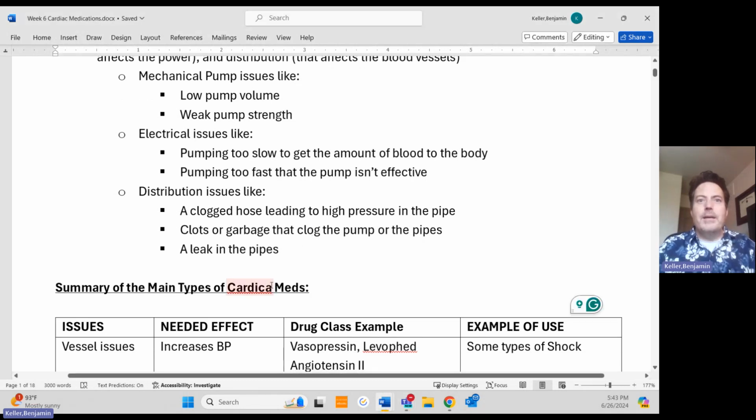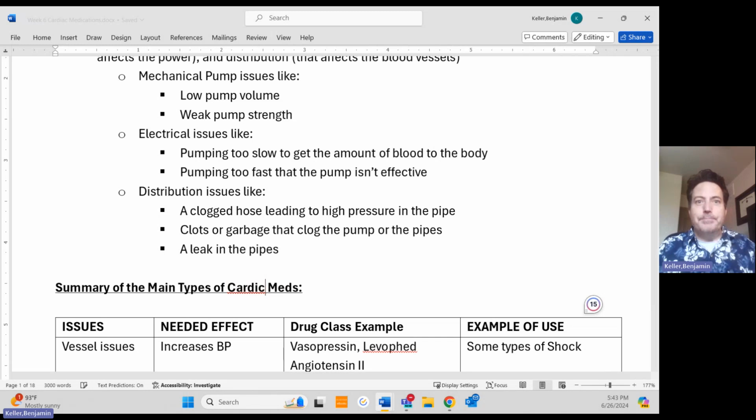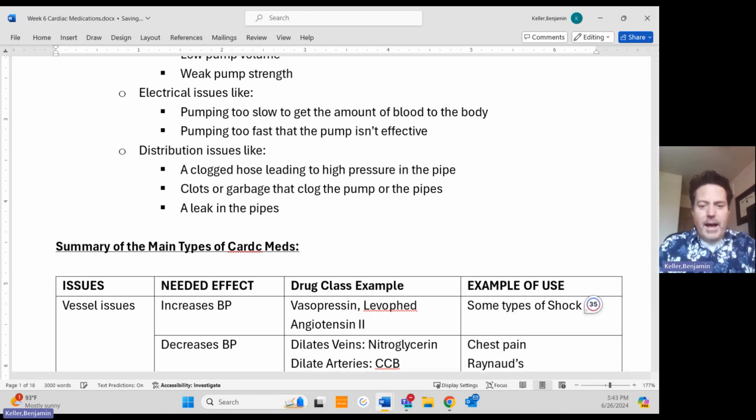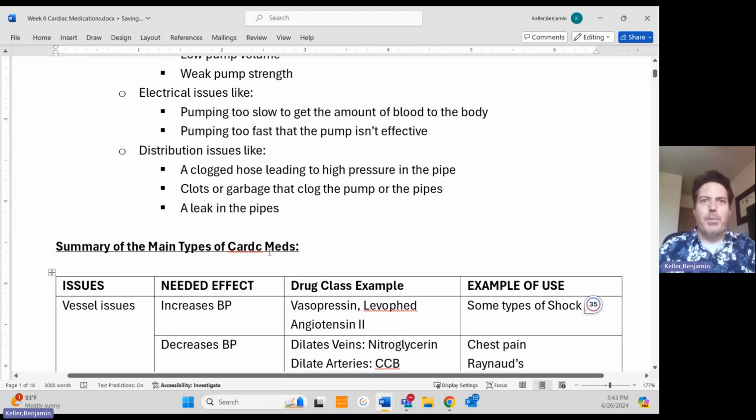So, the summary, the main types of cardiac meds all have to do with how they address these issues. Let me fix this typo.